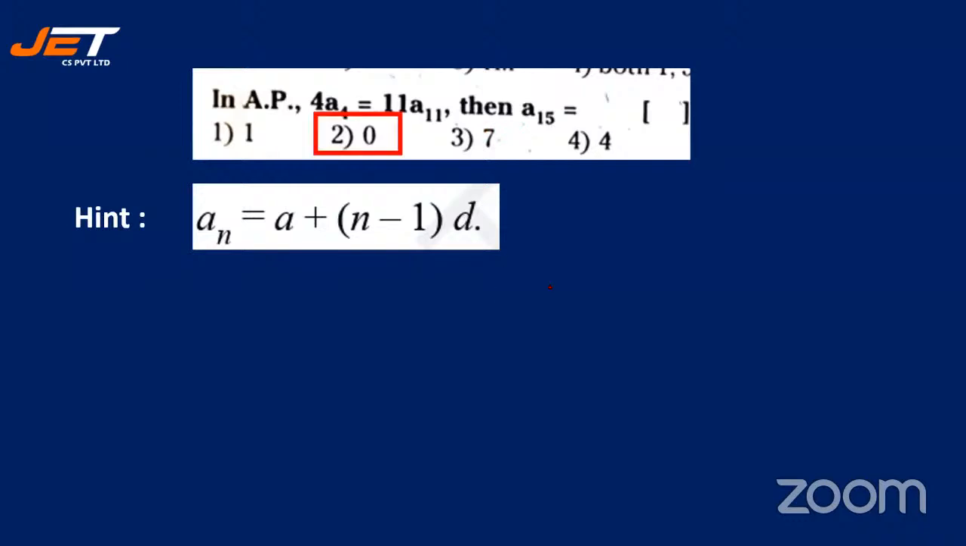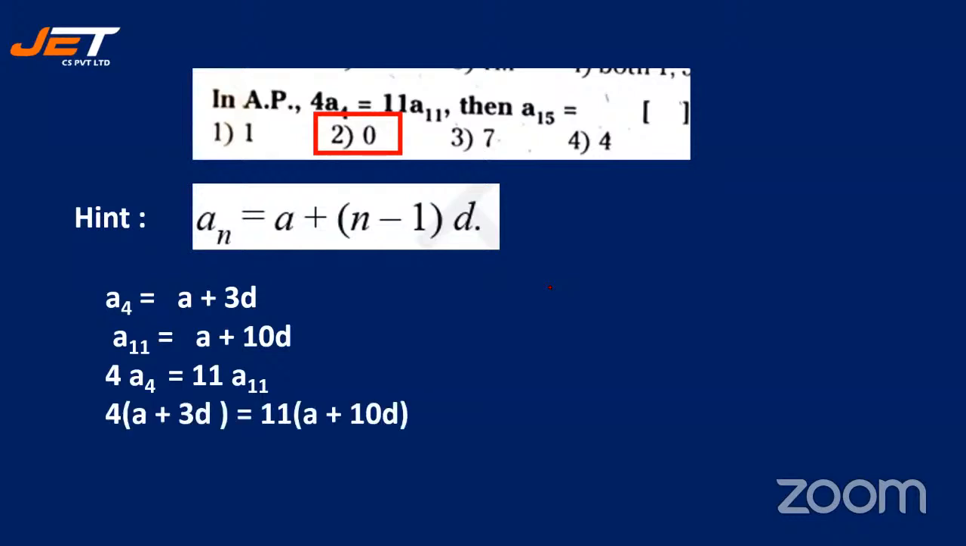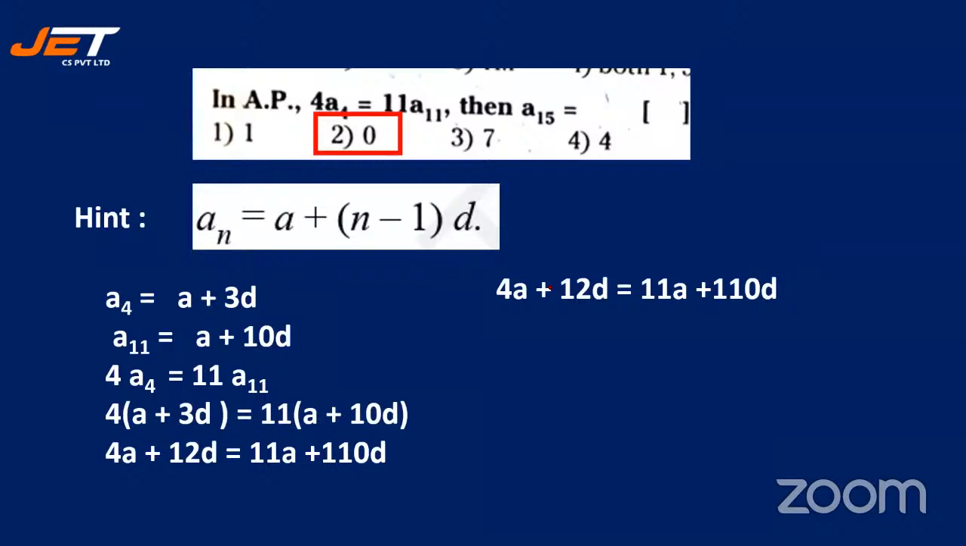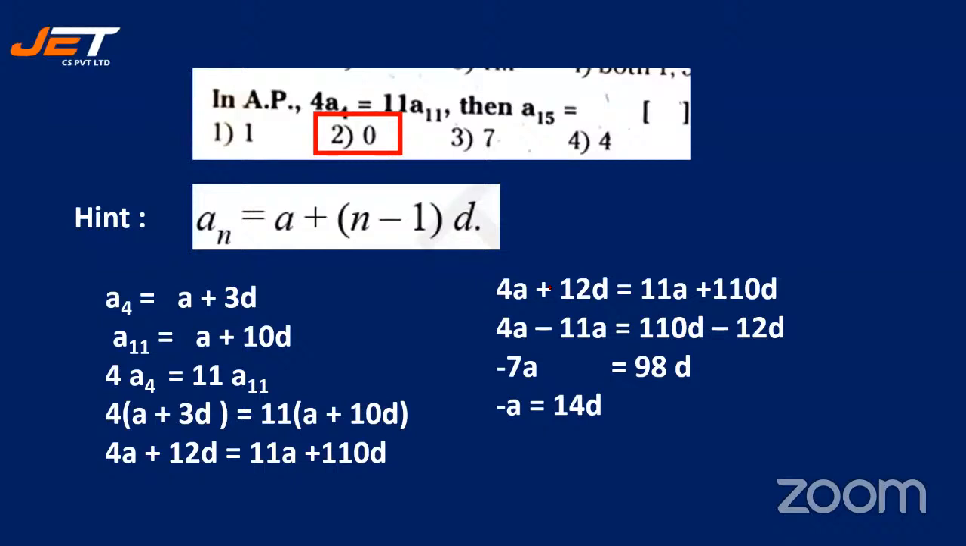Okay. The answer is 0. How? You see, what is A4? a plus 3d. What is A11? a plus 10d. Okay. So, 4 into A4 is 11 into A11, which is 4 times (a plus 3d) is 11 times (a plus 10d). So when you solve this, you will get the value of d, okay, in terms of a. So what is minus a? It is 14d. All right, students.